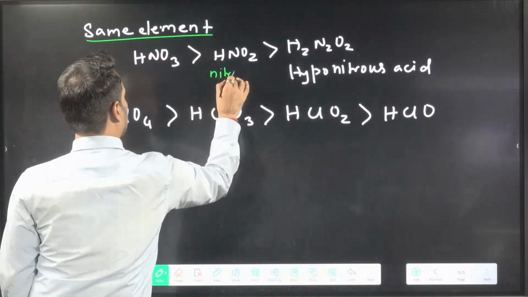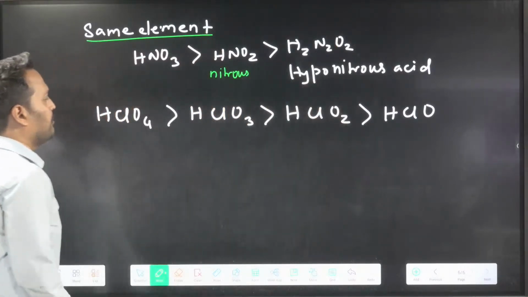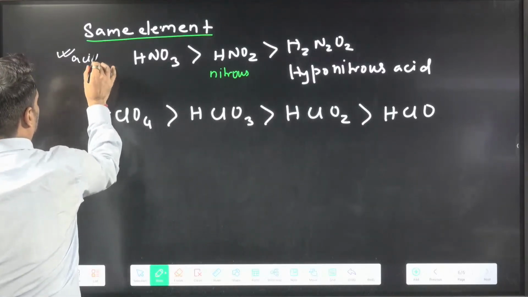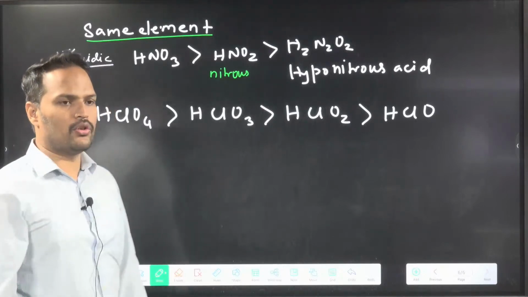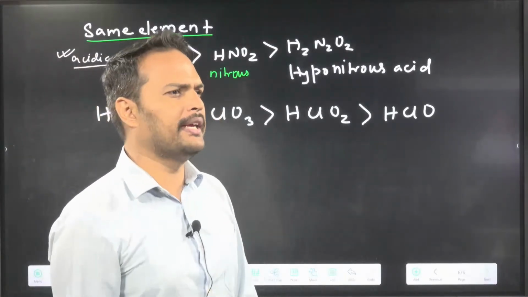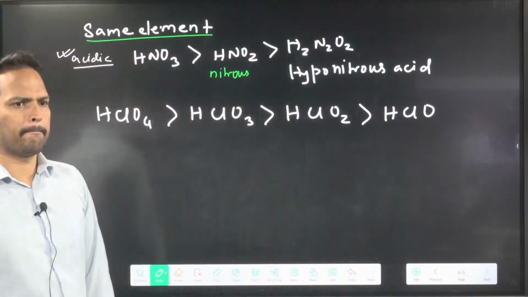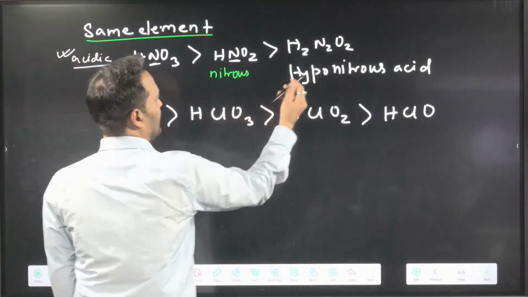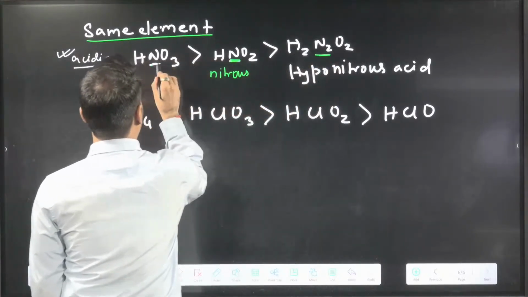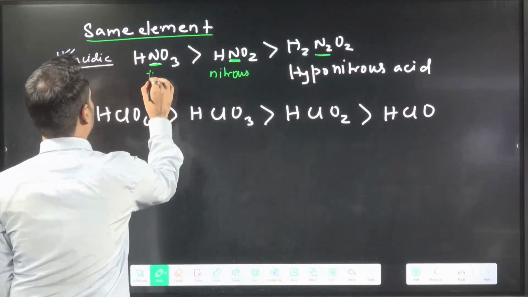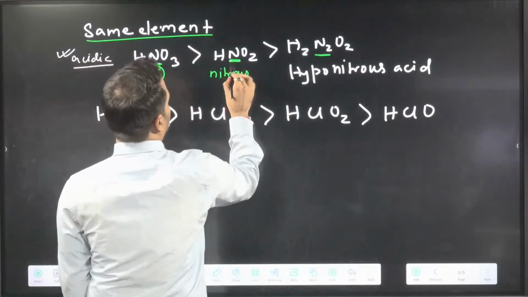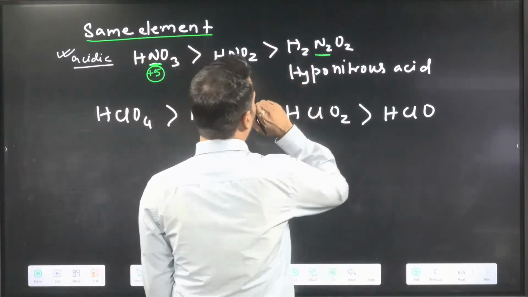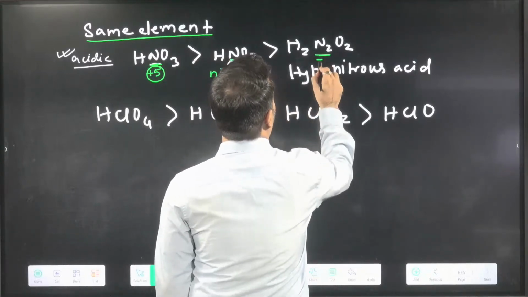This is your nitric acid, nitrous acid and this is your hyponitrous acid. So which concept will you apply here? Tell me quickly. Yes, you will say, sir, elements are same. See here, elements are same. Then you find the oxidation state. What is the oxidation state here? +5. What is here? +3. What is here? +1. So I think you are getting here +1.